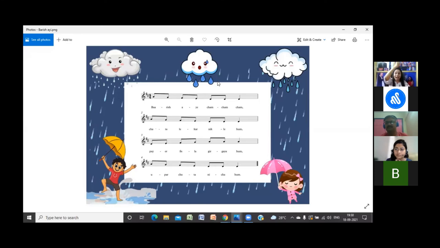Okay. Barish aayi cham cham cham, chhata lekar nikle hum, pair fisla gir gaye hum, upar chhata niche hum.